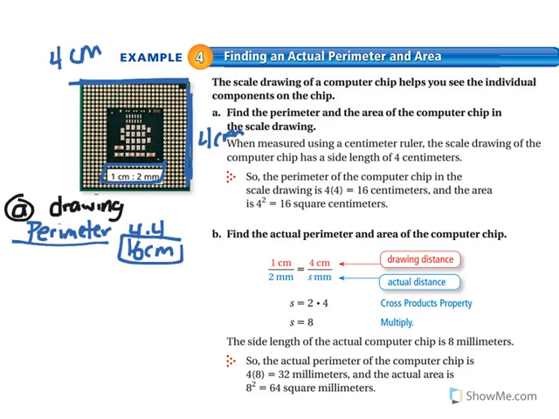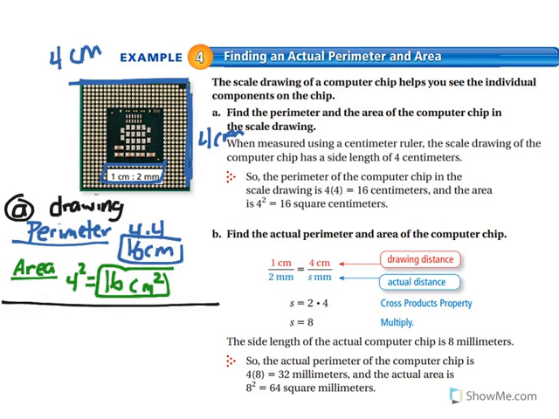Now for the area, all I do is multiply base times height, or length times width, or in a square, you take one side and square it. So I take the side measure, which is 4, and square it, and that gets me 16. It's going to be 16 centimeters squared because it's area.